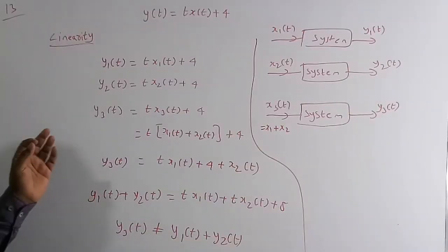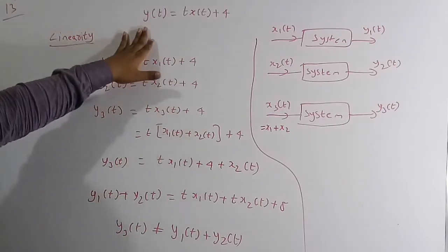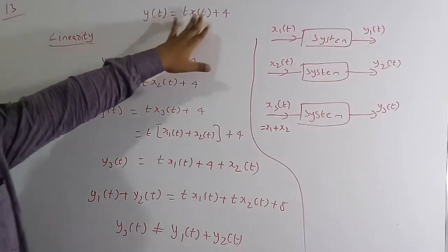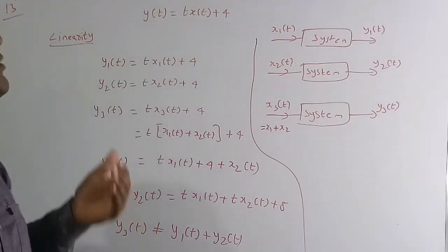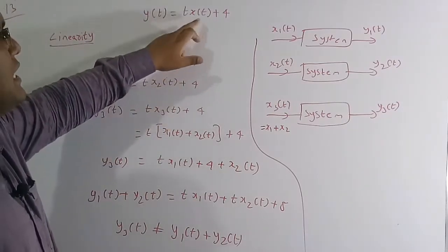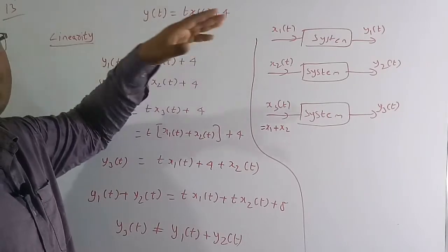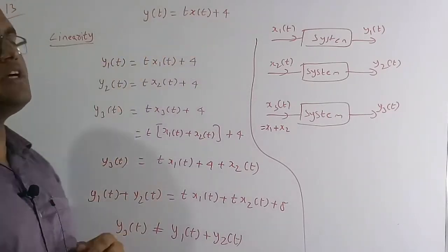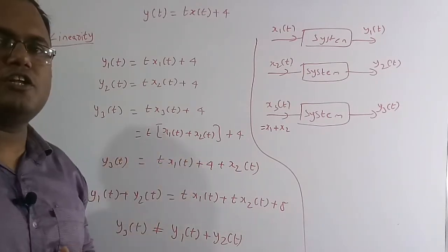So now we are going to check whether this system is a linear system or non-linear system. See the input output expression is y of t is equal to t into x of t plus 4. I already told you for a linear system, whenever the input is 0, the output has to be equal to 0. But here, whenever x of t is equal to 0, the output is equal to 4, meaning a non-zero value. So therefore we conclude that this system is a non-linear system. But let us do the standard procedure of solving this question.